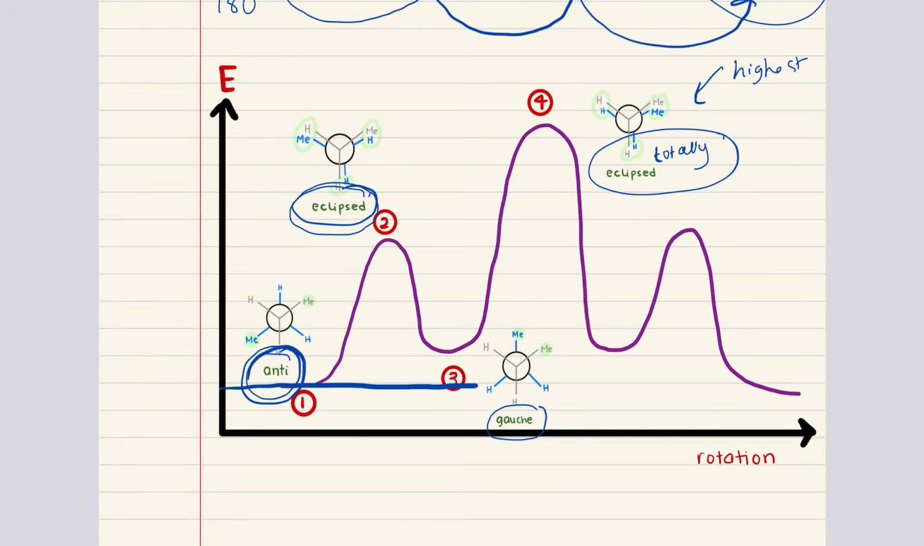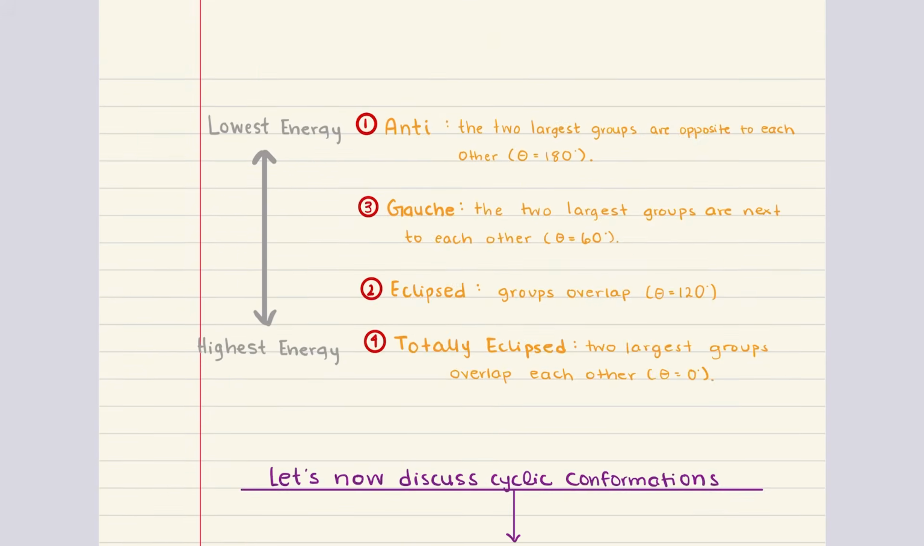Now, this information is really important, so I want to repeat and summarize. Conformational analysis allows us to understand the relative stabilities of different conformations of a molecule by evaluating the interactions between substituents. For butane, these conformations and their associated energy levels can be summarized in the following way.